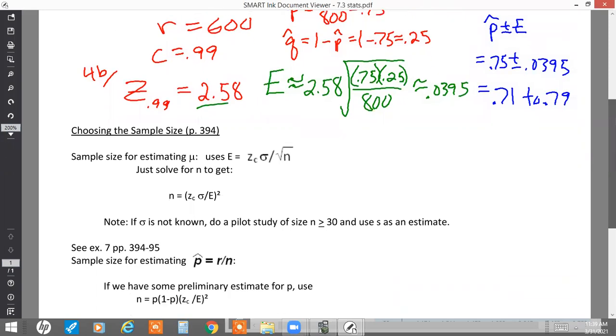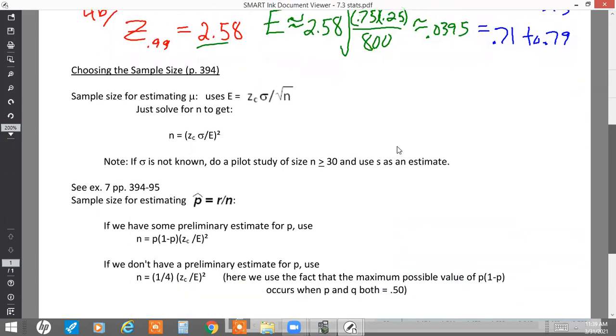Choosing the sample size. And we saw something like this previously. We know that the error is Z sub C times sigma over the square root of n, right? So again, if you solve that algebraically for n, you're going to get n as Z sub C times sigma divided by the error E in parentheses squared.